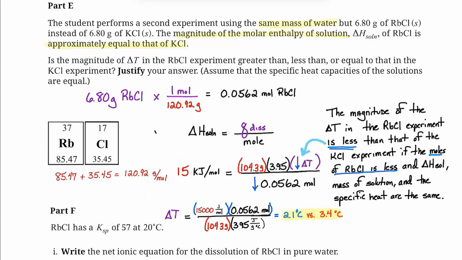So I tried to answer this. And again, the question says, is the magnitude of the temperature change with the second experiment using rubidium chloride greater than, less than, or equal to that of the KCl experiment? So we're basically after the temperature change. So I tried to answer this with an explanation using a formula, but not doing the calculation. And it's a little bit tough, I think, but here's how I went after it.